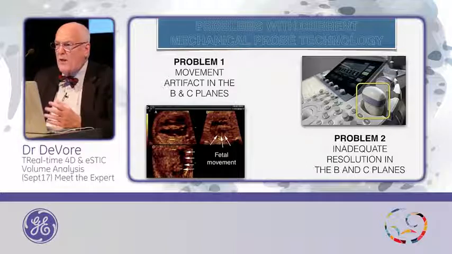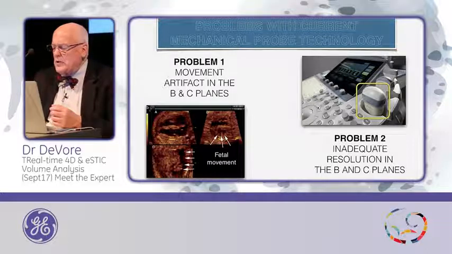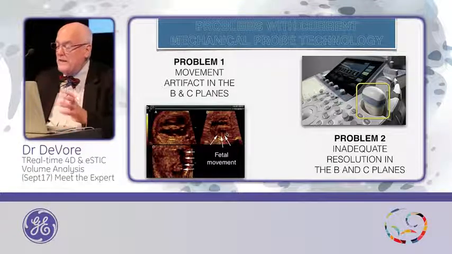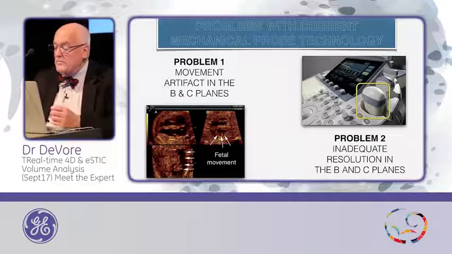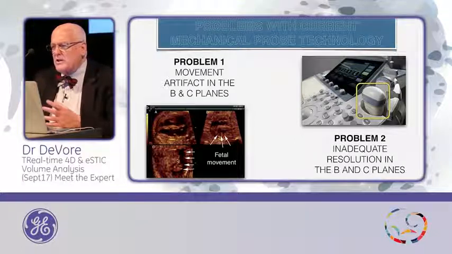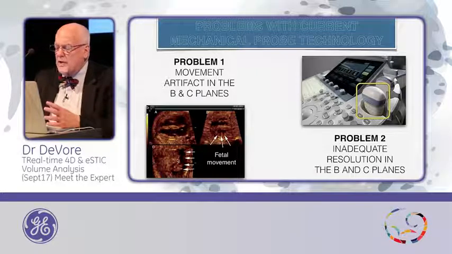So, what are the problems with the current STIC technology? 1, there's a movement artifact in the B and C planes, which we described. 2, there's a problem of inadequate resolution in the B and C planes. Even though you may have a fetus who's perfectly still, you'll have very good resolution in the B plane, but the C plane has always been very difficult, because of the technology, to see really clearly a lot of detail. We're going to show you today that this has dramatically changed with this new approach.